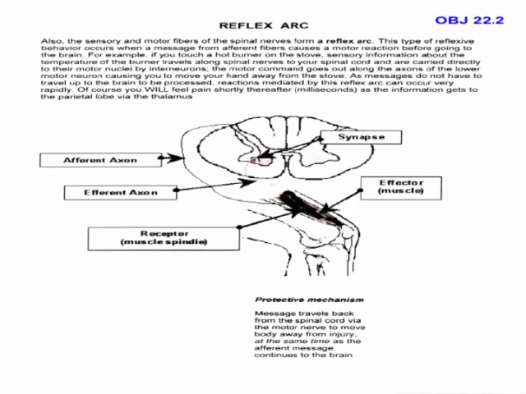This image shows the reflex arc. The reflex arc is a protective mechanism. Message travels back from the spinal cord via the motor nerve to move the body away from injury, at the same time as the afferent message continues to the brain for interpretation.